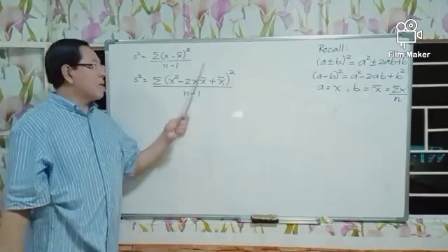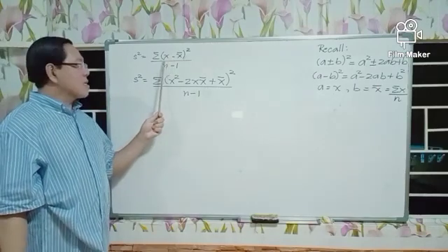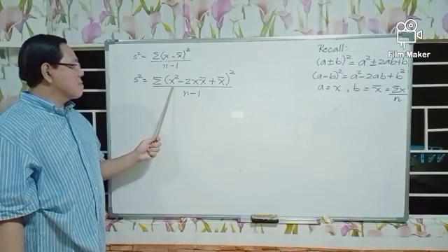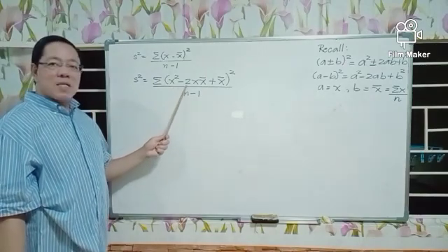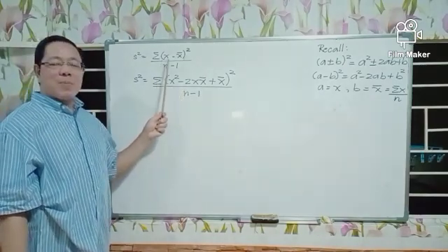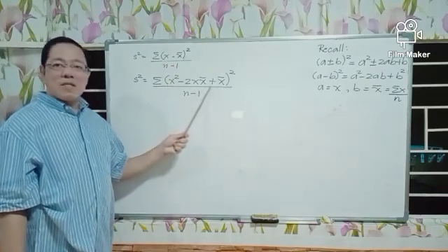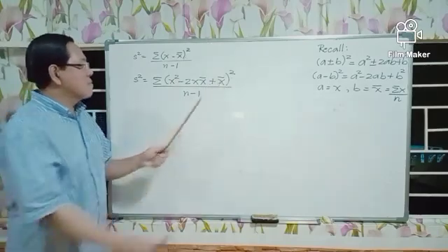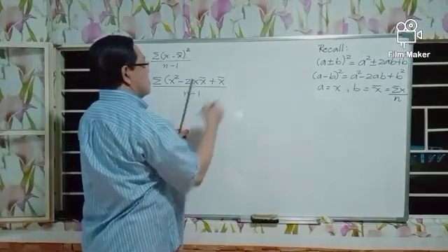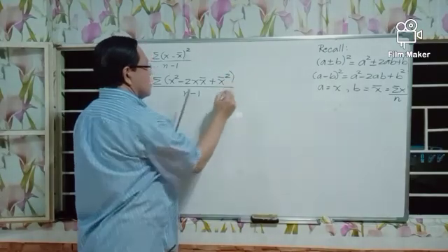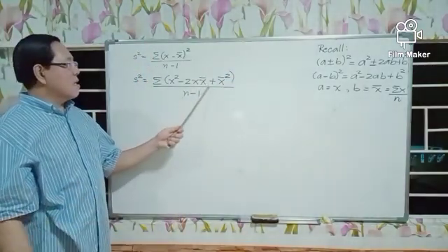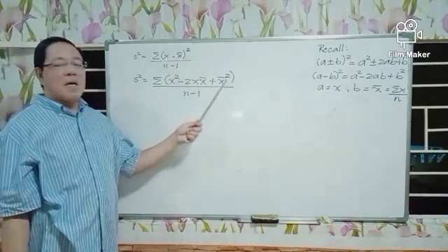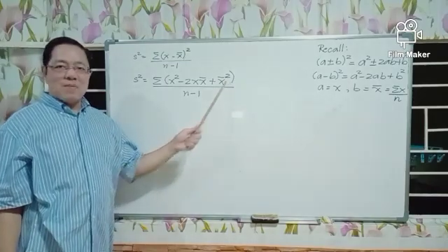Hence, by the square of the difference of x minus x bar, we get the square of the first term, x squared, minus twice the product of the two terms, x multiplied by x bar, plus the square of the second term, x bar. The last term is the square of the second term x bar, denoted by x bar squared.